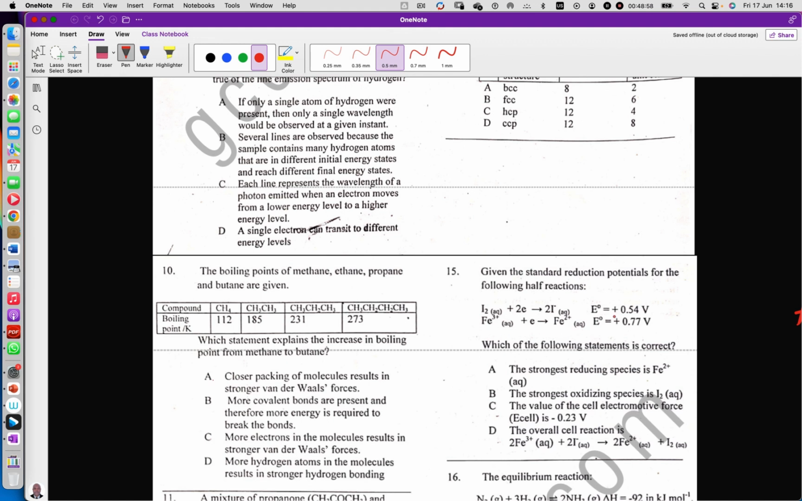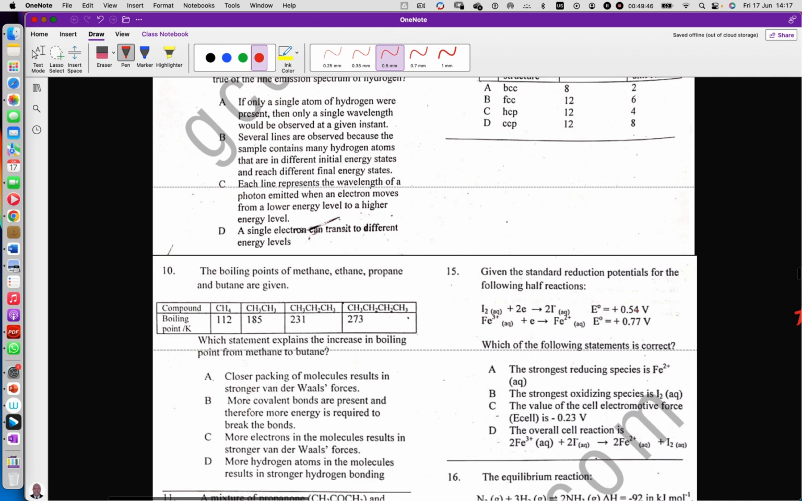Then for iodine to iodide, the reduction potential shows that iodide is a better reducing agent. That means that it will lose an electron and become oxidized. From the value of the reduction potential, it shows that it is a better reducing agent that will lose an electron and become oxidized.